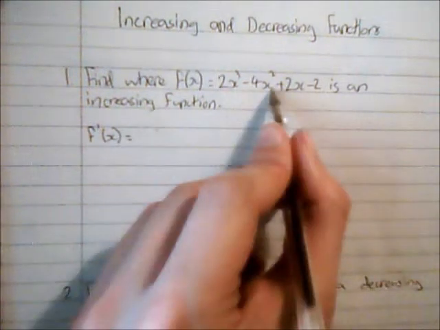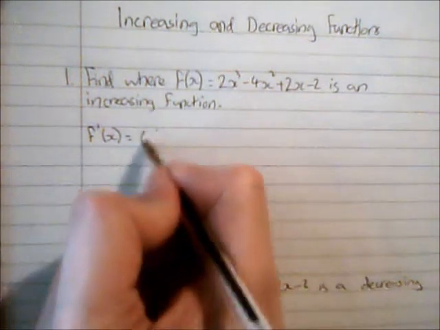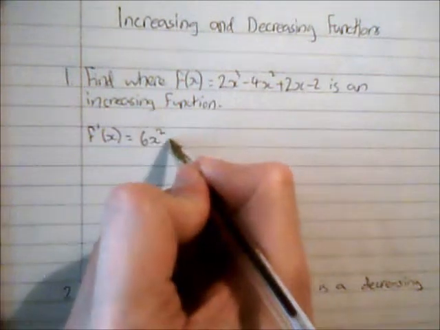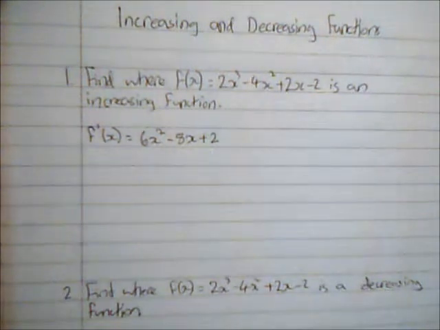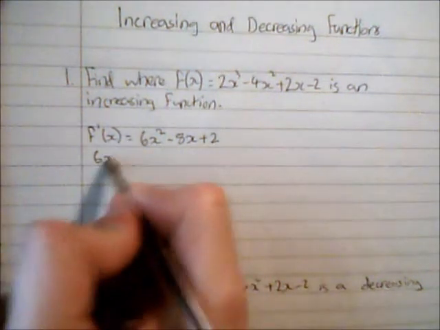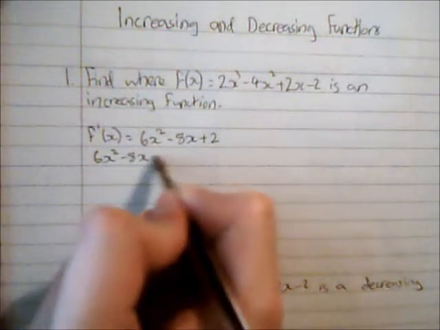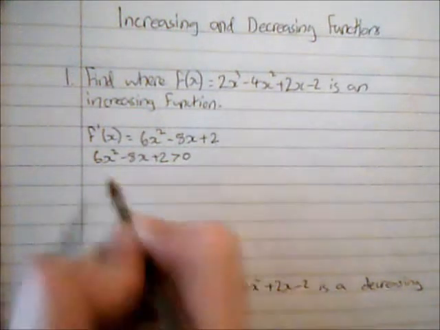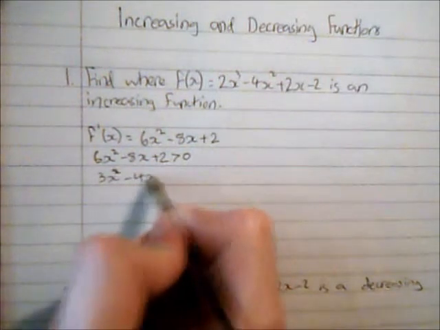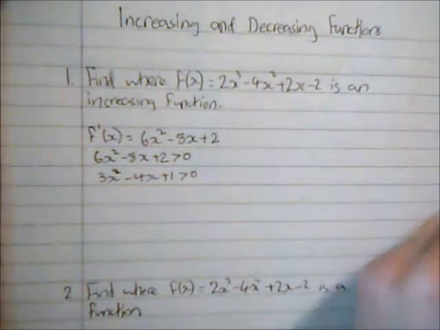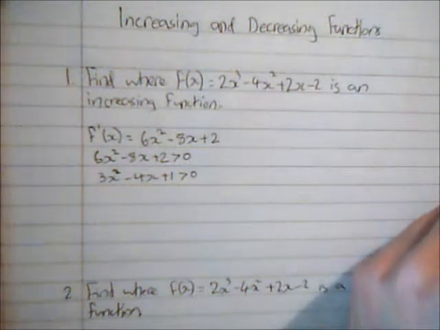So I'm going to differentiate this term by term. So that's 6x squared subtract 8x add 2. Now I'm interested where this is greater than 0 because I'm looking for an increasing function. So I can divide that through by 2. And then I'm going to try and factorise this.